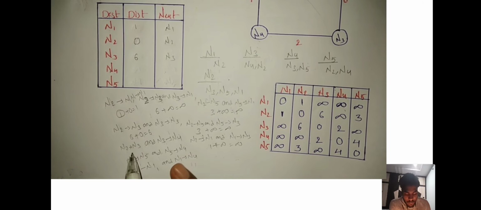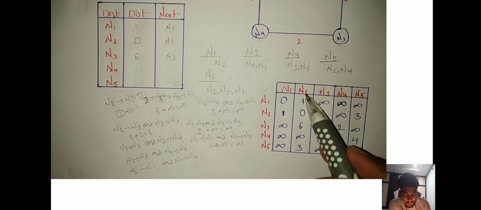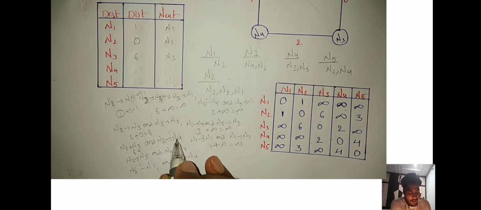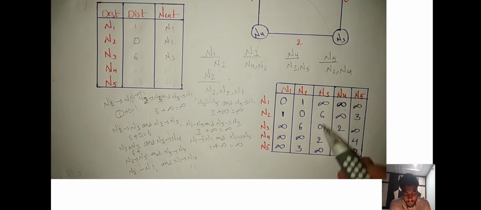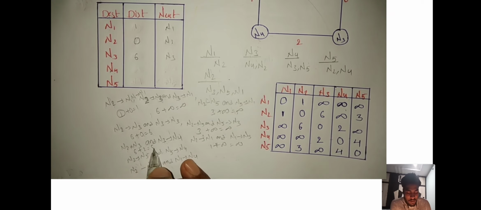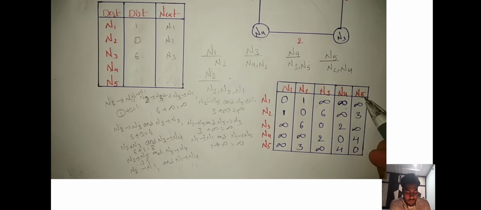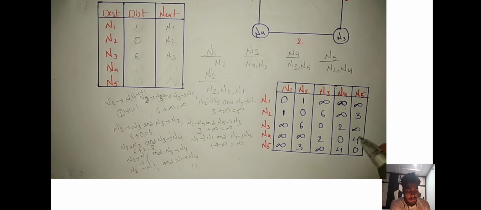Now, what's the distance from n2 to n3? n2 to n3 is 6. Plus, what is the distance from n3 to n4? n3 to n4 is 2. Here distance is 8. Now, n2 to n5. What is the distance? n2 to n5 is 3. Plus, what is the distance from n5 to n4? n5 to n4 is 4.